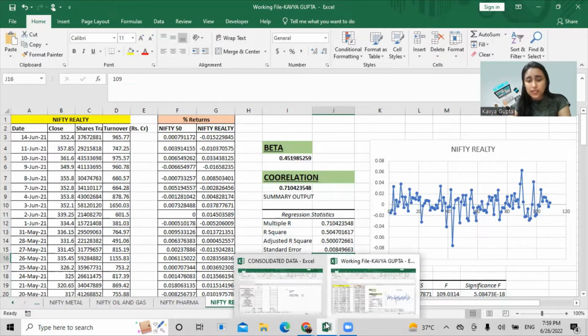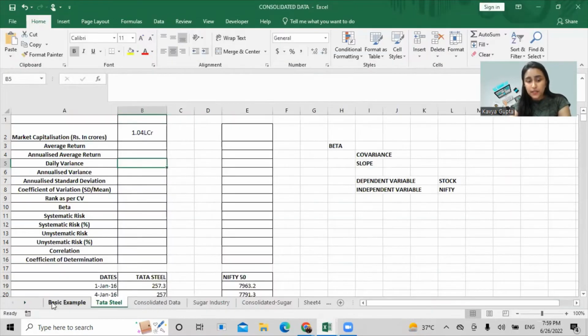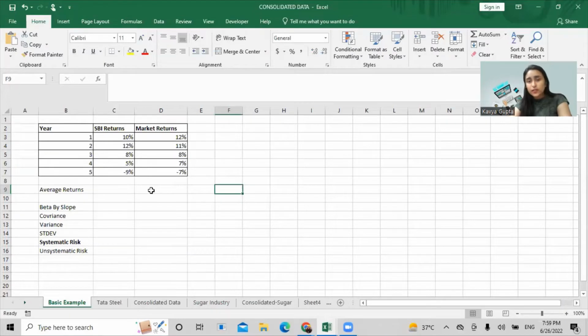So चलो अब let's move forward and calculate the beta from the scratch. So can you guys confirm if you can see another Excel file that I've opened? So can you see the basic example वाली sheet? Yes, ma'am. ठीक है. चलो साथ में करते हैं. I'm not gonna do anything. You people will help me do the same.